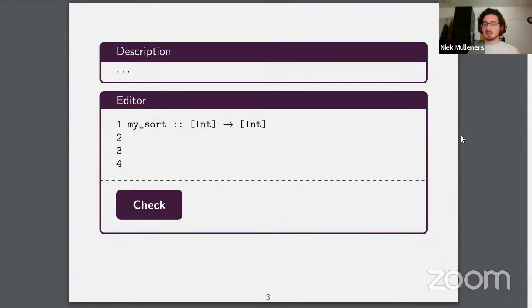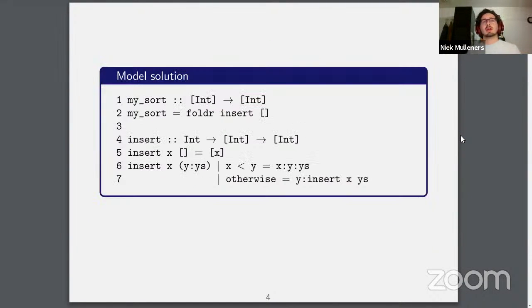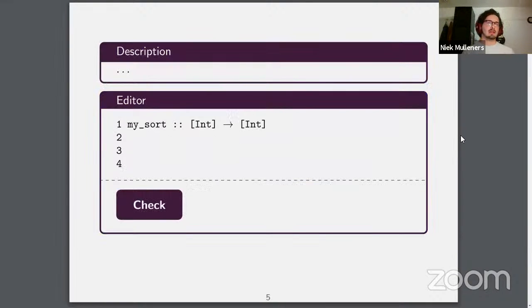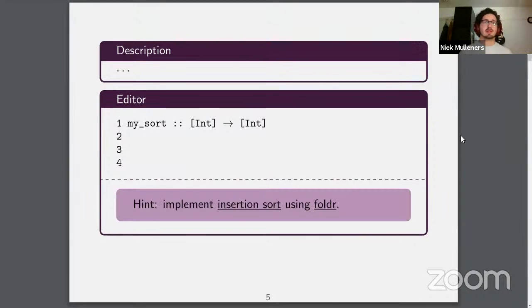And we propose to give feedback based on model solutions. So, for example, this model solution implements the sort function as insertion sort by writing some function insert that inserts an element in a list while keeping that list sorted. And then by using foldr, we can build up the list again, but make sure that it's sorted all the way through. All right. And then if a student presses the check button, then we can tell them something. We'll try implementing it using insertion sort with foldr because they haven't done anything yet.